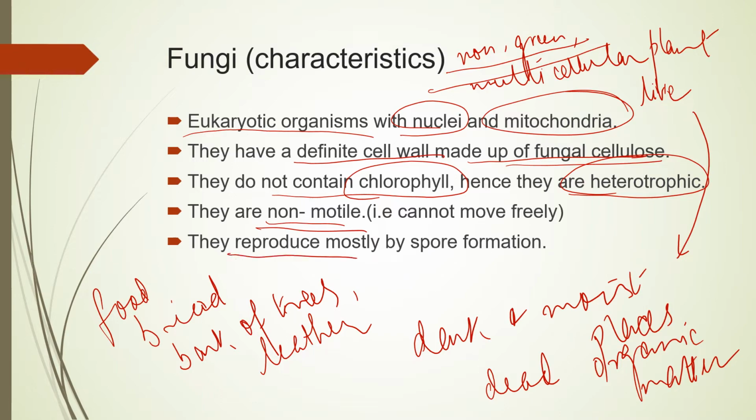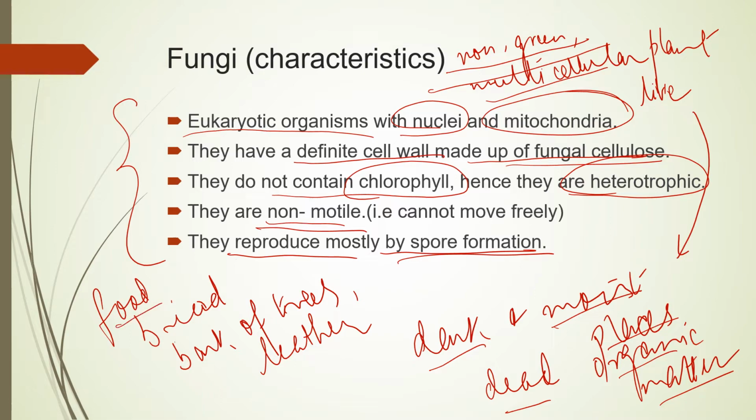They reproduce mostly by spore formation. So they reproduce mainly by spore formation. All of these we are going to study in detail. So these are the main characteristics. Apart from that, they are multicellular plant-like organisms. They grow in dark and moist places and on dead organic matter. They also grow on food, bread, bark of trees and leather if kept for a long period of time. So let us move on to the next part.